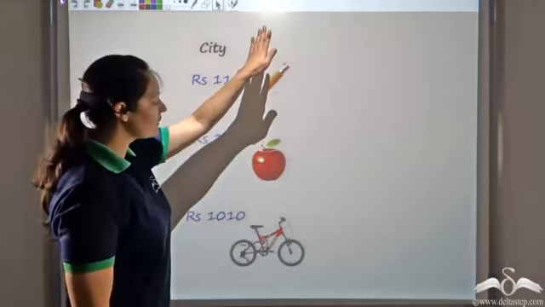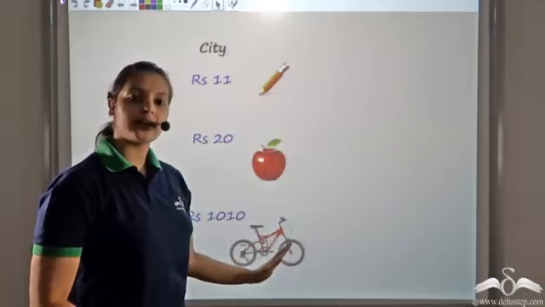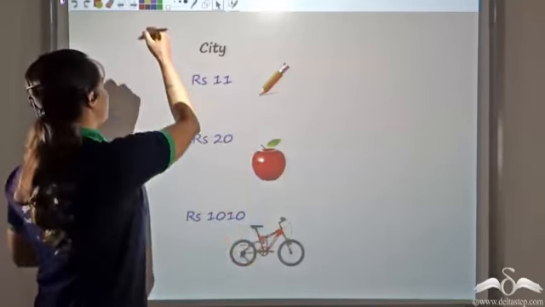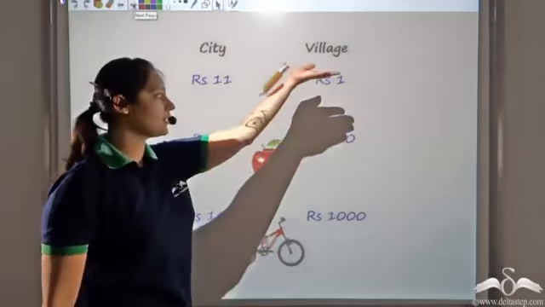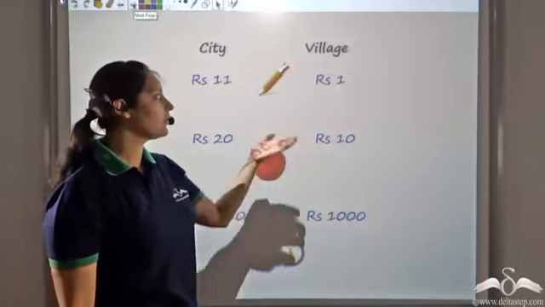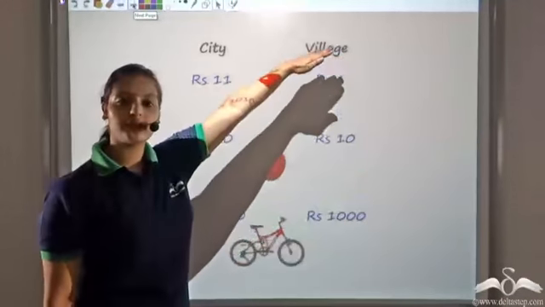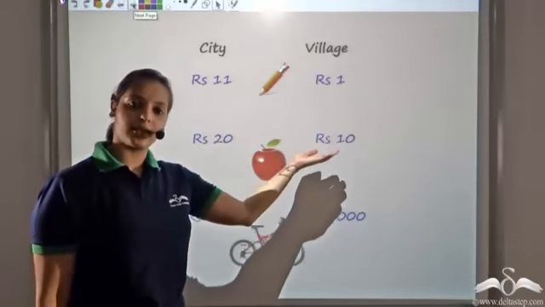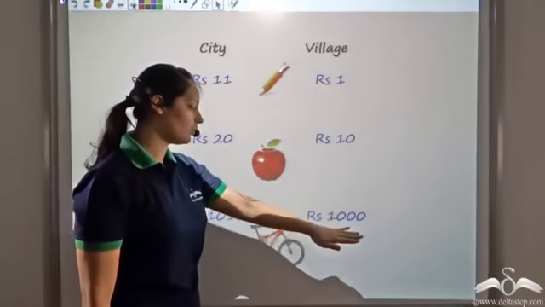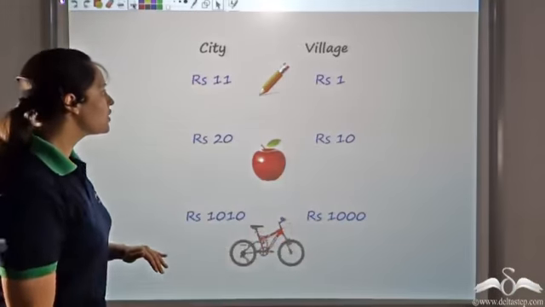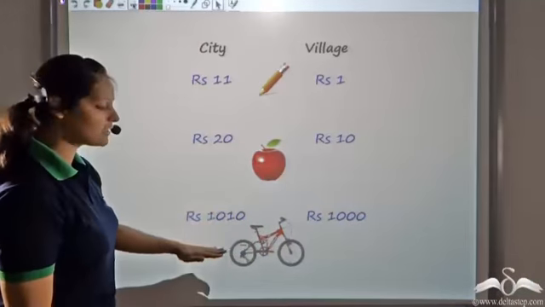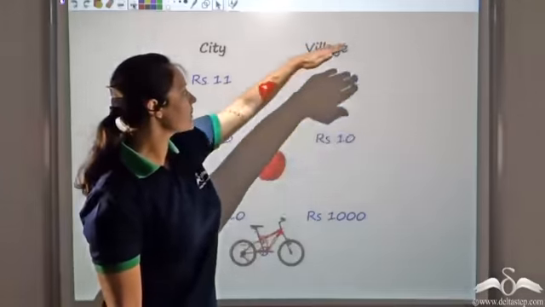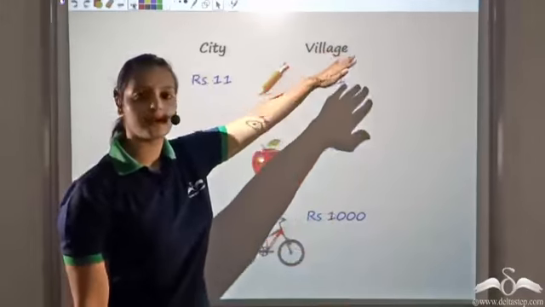Now, if I look at these same objects and try to find their prices in a village, these are the prices of the same objects given to me for a village. So in a village, the pencil costs 1 rupee, the apple costs 10 rupees, whereas a cycle costs 1000 rupees. So what do you see? These are the prices in the city. These are the prices of these objects in the village.